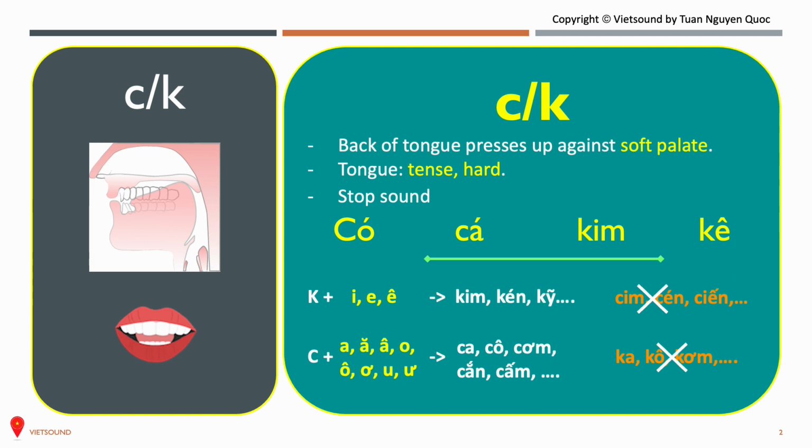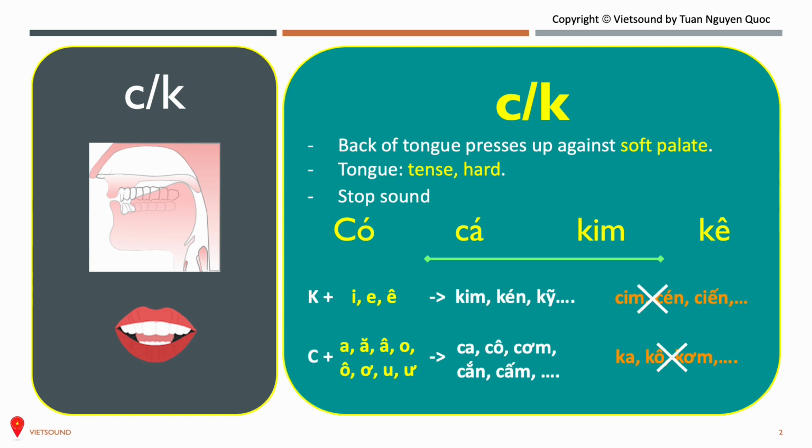Let's try some words with the k sound. Có, cá, kim, kê. Okay, so the k sound is spelled by the letter C or the letter K. So the letter C and the letter K, they are exactly the same in pronunciation, but they are different in spelling rules. Okay, let's figure it out.